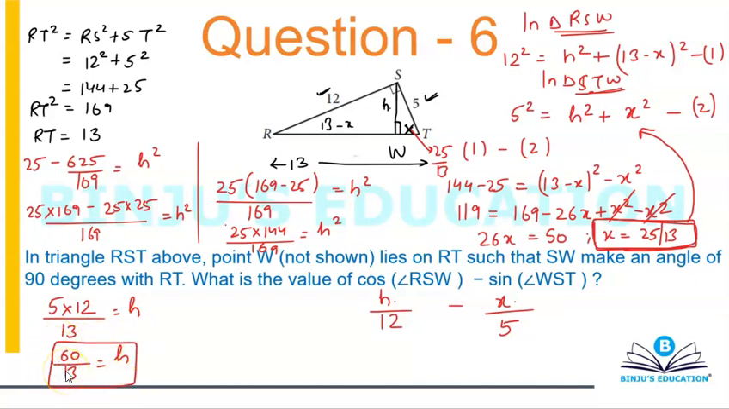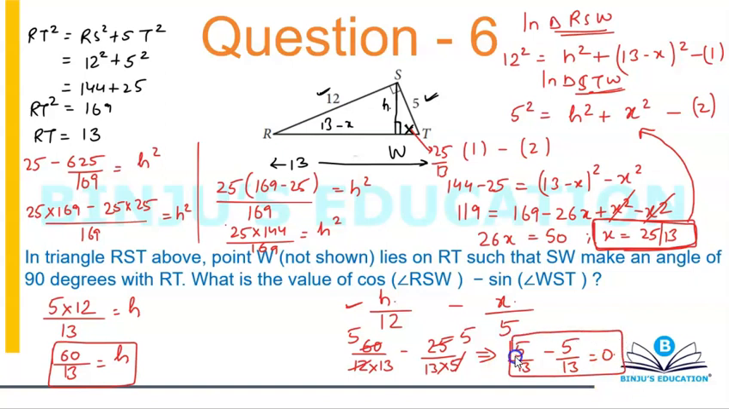So a lot of calculation is required in order to solve this question. Okay, now the value of H is 60 by 13. Put it in here. So this is 60 by 12 into 13 minus X. Now what is X? X is 25 by 13. This is 25 by 13 into 5. So you can cancel that, this becomes 5 by 13, minus, this is also 5 by 13. Wow. After doing all this calculation, your answer is nothing but 0. So 0 is your answer to this question.